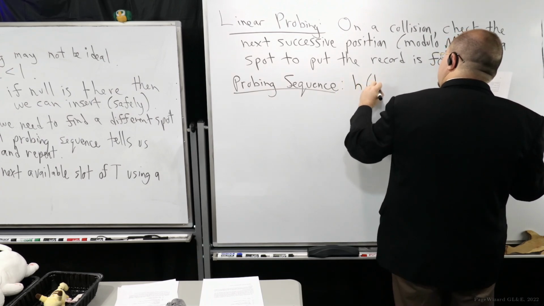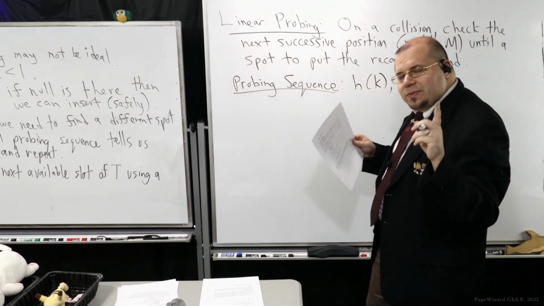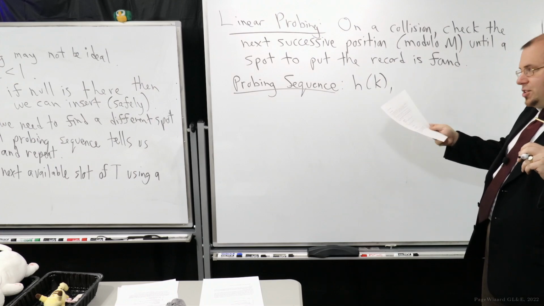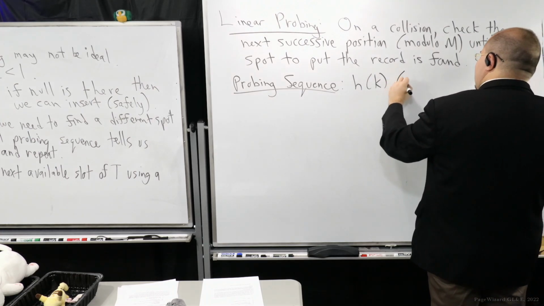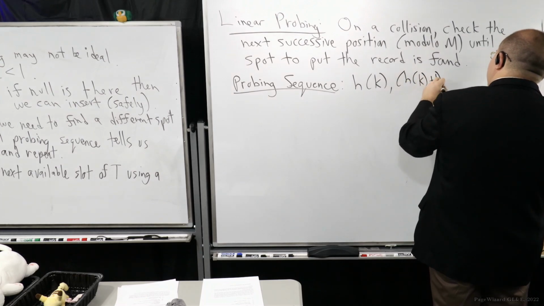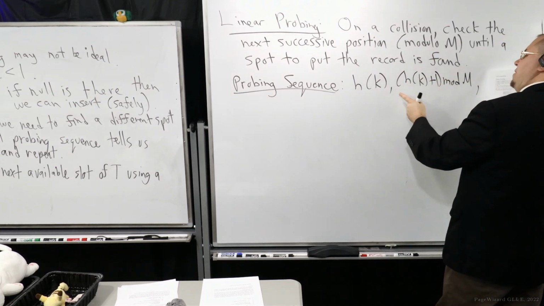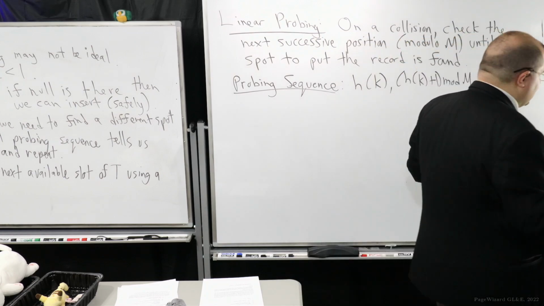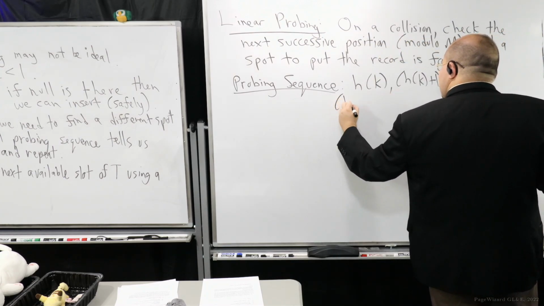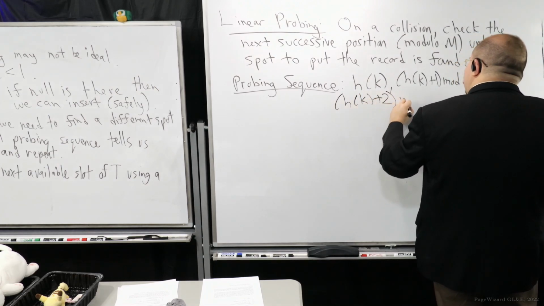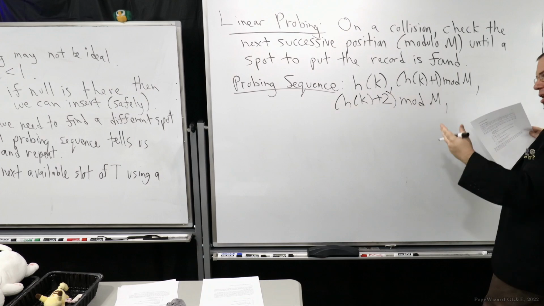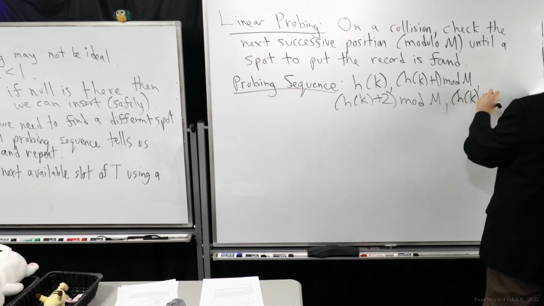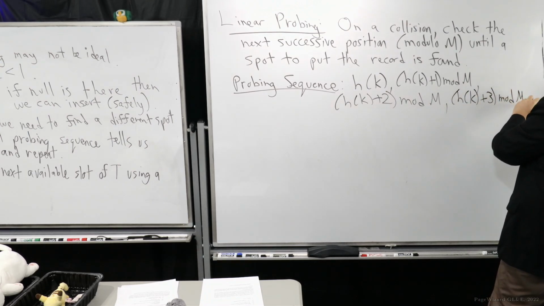First I check h of k. If, for example, I'm doing insertions, I would check this spot. If it's null, then I would stop here. If not, then I examine the next position. I would check h of k plus 1 mod m. If this spot is not occupied, then I would insert right here. If it isn't, then I go to the next spot over. So next I would check h of k plus 2 mod m. Again, same idea, and you would keep doing this, with h of k plus 3 mod m, and so on.